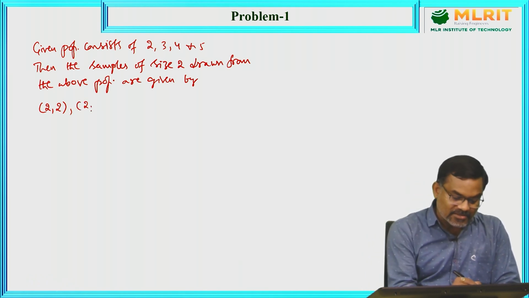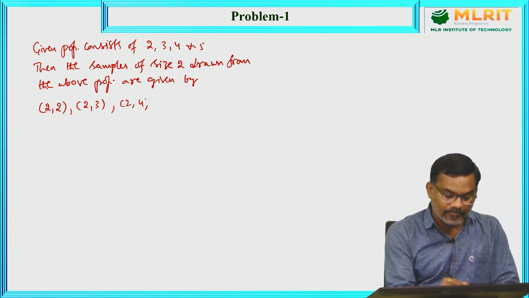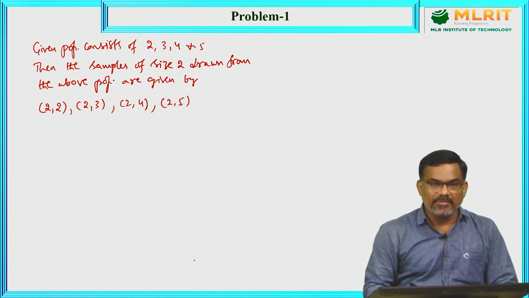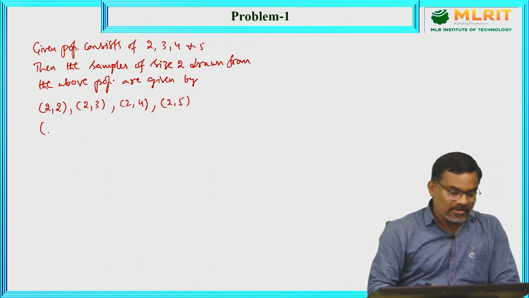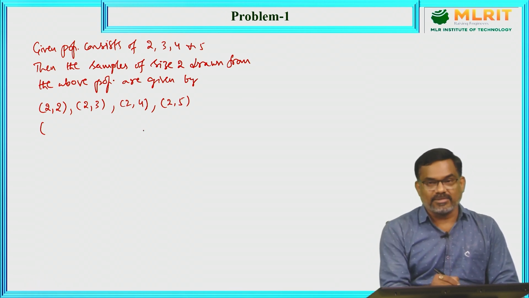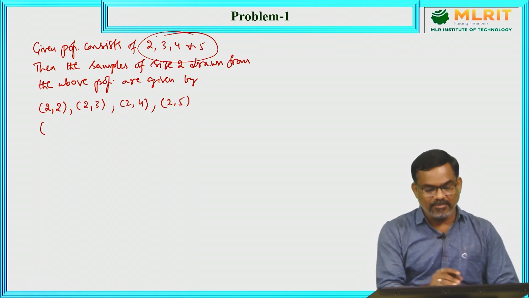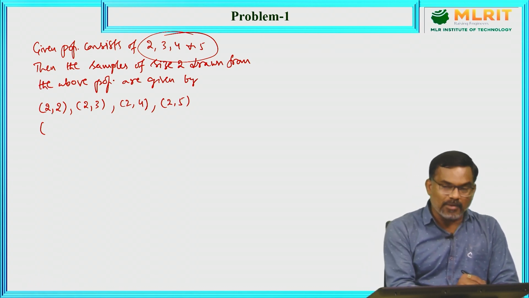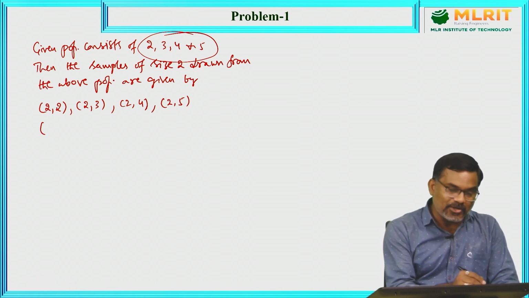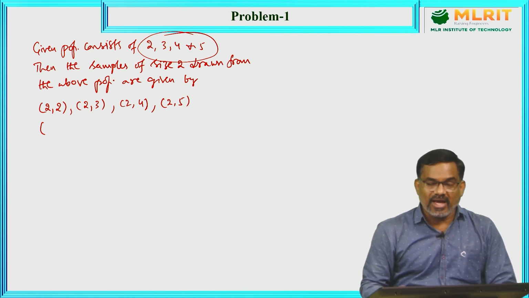Similarly, let us fix 2 and change the next number: 2, 3, 2, 4, then 2, 5. Similarly, you can find the remaining samples from the given population by selecting the elements in the similar way. So, here 2, 2 is possible since the element 2 can be replaced back in the population. So, again we can select it back.